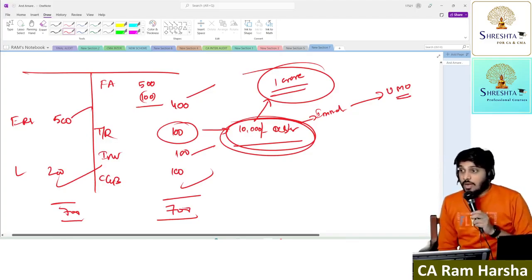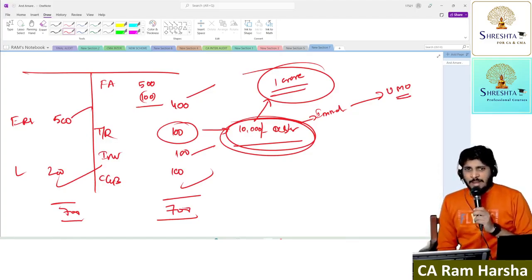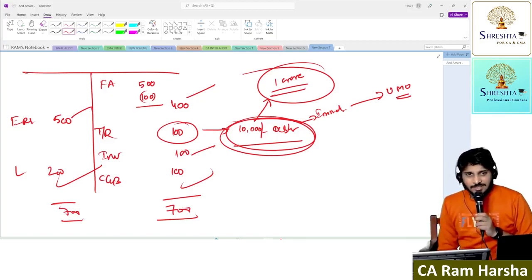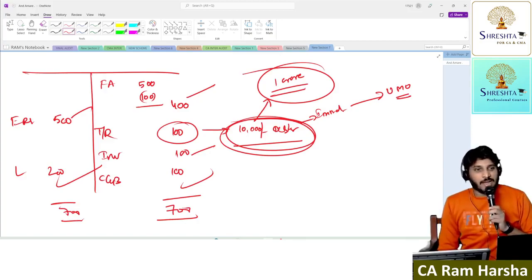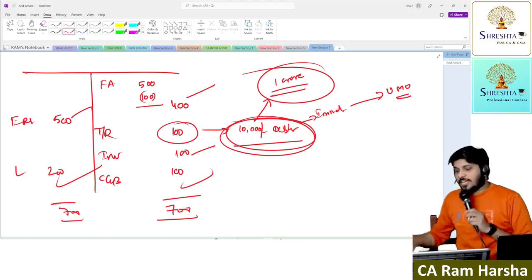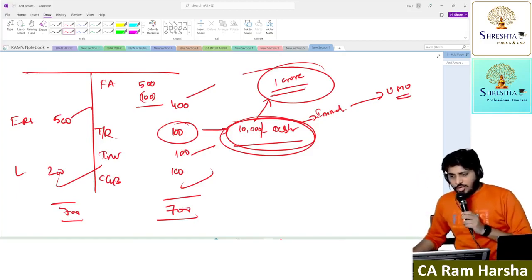Qualified. What will I say in qualified? 1 crore is materially misstated. Can I say that? How can you say it's a misstatement, man? Misstatement means what? You must have proof. What did the company do wrong in this 1 crore? I don't have evidence.